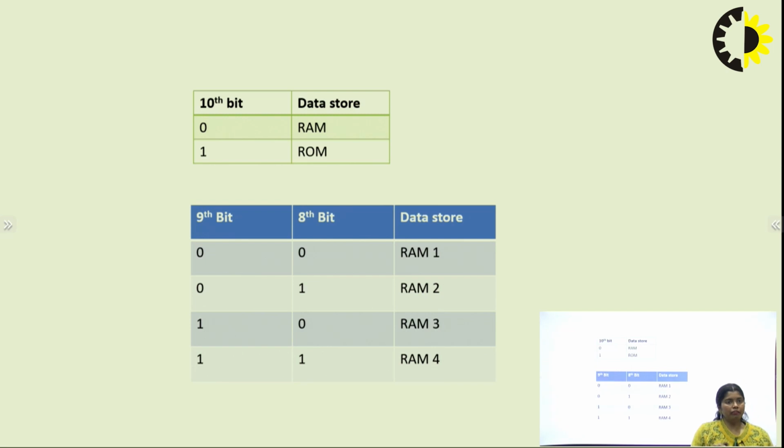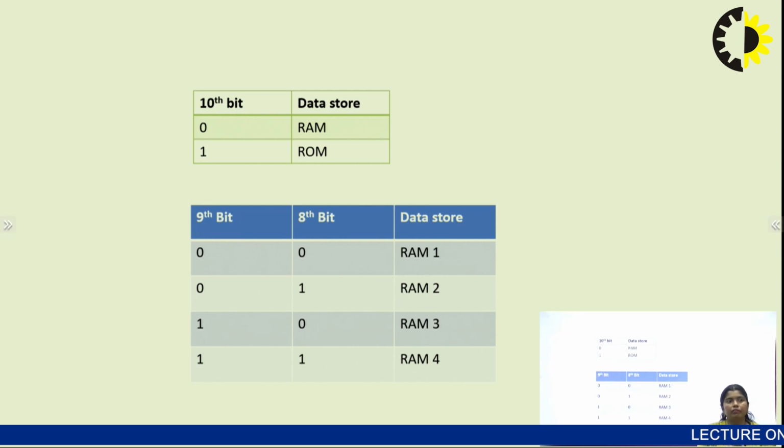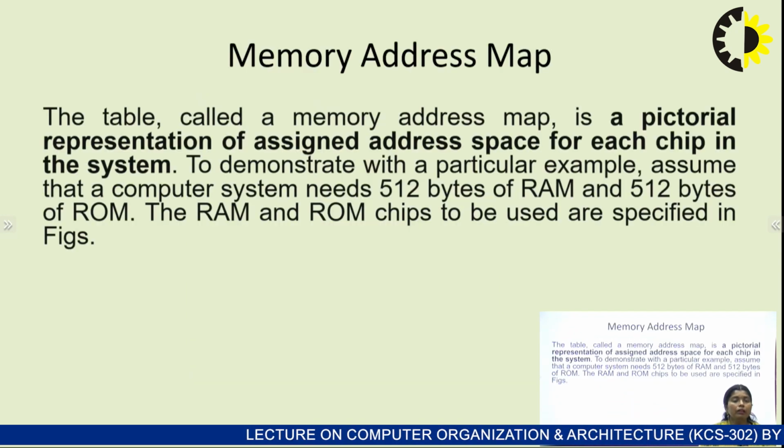Here is the summary of that particular memory connection to the CPU. If the 10th bit is 0, the data will be stored in the RAM, and if it is 1, then the data will be stored in ROM. Now the 9th and 8th bits give combinations of 2 to the power 2, so there are 4 combinations: 0, 0, 0, 1, 1, 0 and 1, 1. So the data will be stored in RAM 1 if it is 0, 0, and if it is 1, 1, then in RAM 4. Now the next is the memory address map.